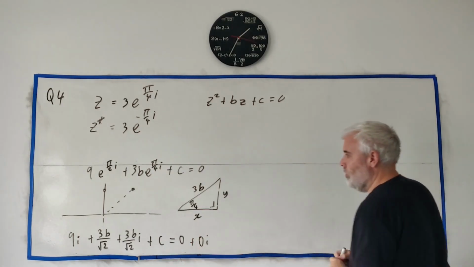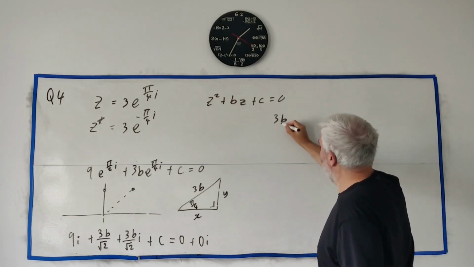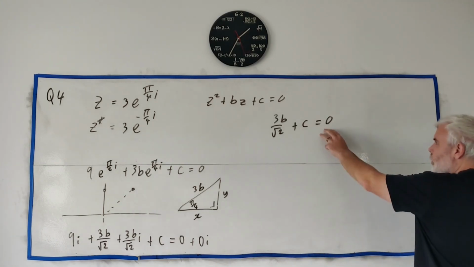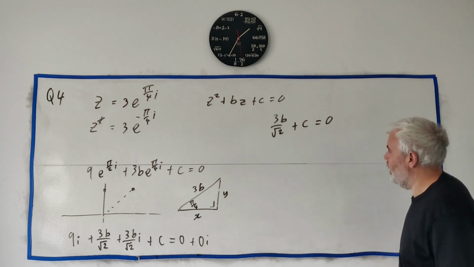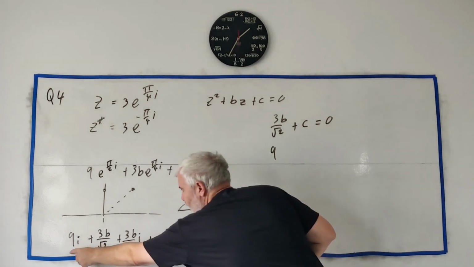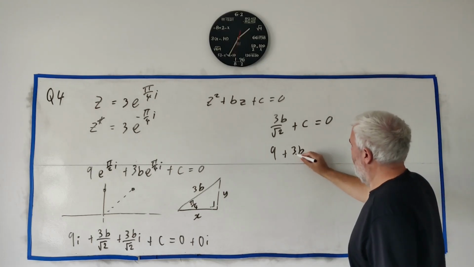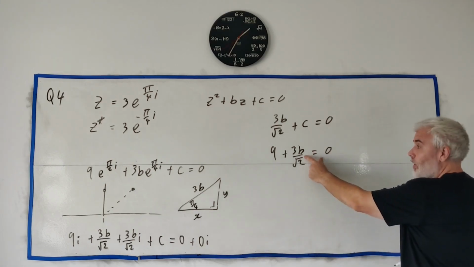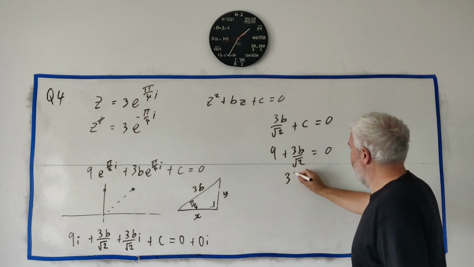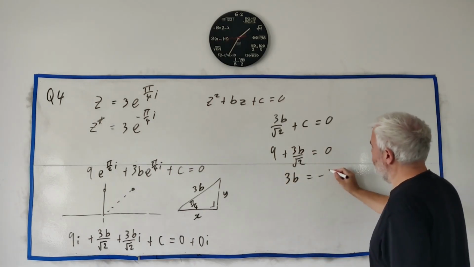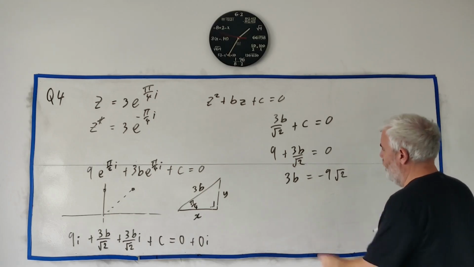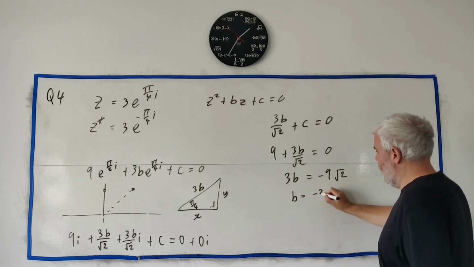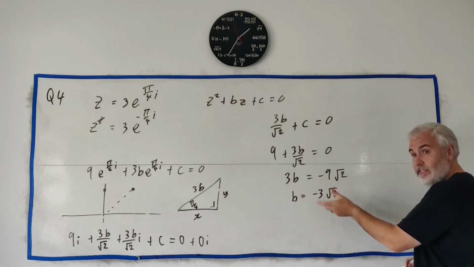Let's write out the real parts of this equation first. We have 3b over square root of 2 plus c equals 0. We can clean this up, but there's still two unknowns, so we're a bit stuck there. The imaginary parts, we have 9i here. We have 3b over square root of 2, and that must equal 0. We can solve this. There's only one unknown here. Rearrange it. 3b becomes minus 9, multiplied by square root of 2, and then we'll divide by 3. So b is equal to minus 9 divided by 3, which is minus 3 square root of 2. That's the answer for b.